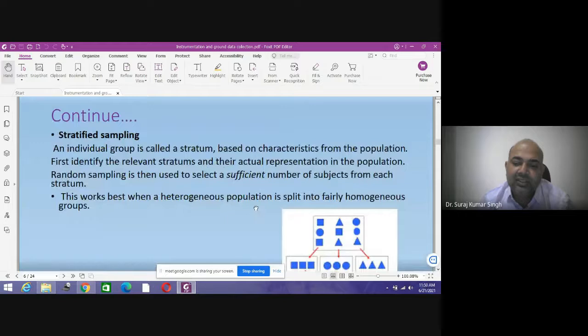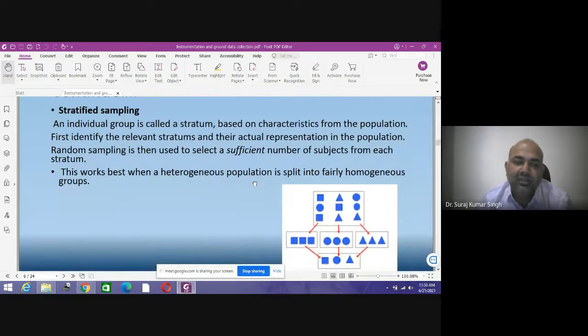The next one is stratified sampling. In stratified sampling, an individual group is called a stratum, based on characteristics from the population. First, we identify the relevant strata and their actual representation in the population. Thereafter, sampling is done, selecting a sufficient number of subjects from each stratum, and this works best when a heterogeneous population is split into homogeneous groups.